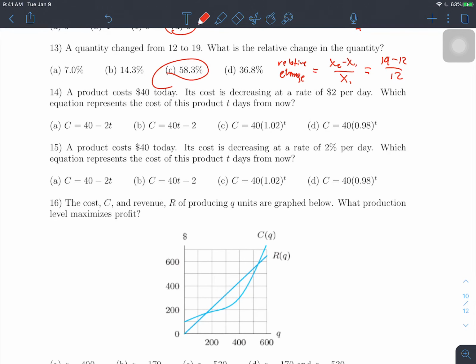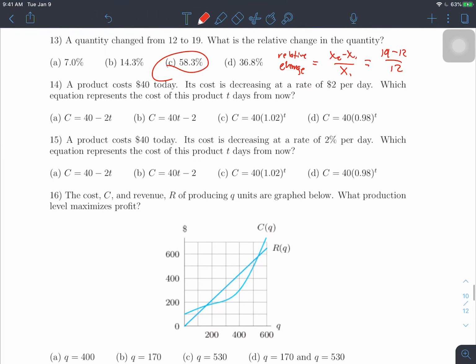Okay, a product costs $40 today. Its cost is decreasing at a rate of $2 per day, and we want to find the equation which represents the cost of this product t days from now. Well, $2 per day is a constant rate of change. $2 per day every single day. The rate of change is constant. The type of function which has a constant rate of change is a linear function. So we can immediately discard C and D as possibilities.